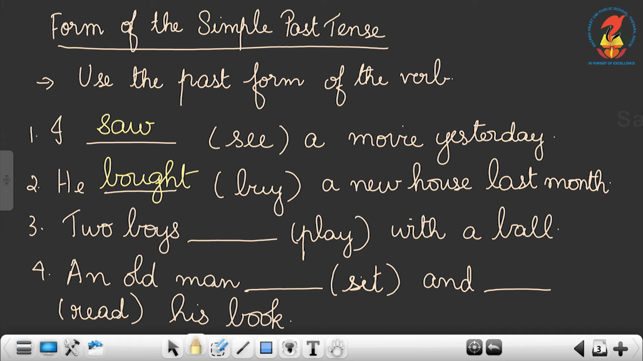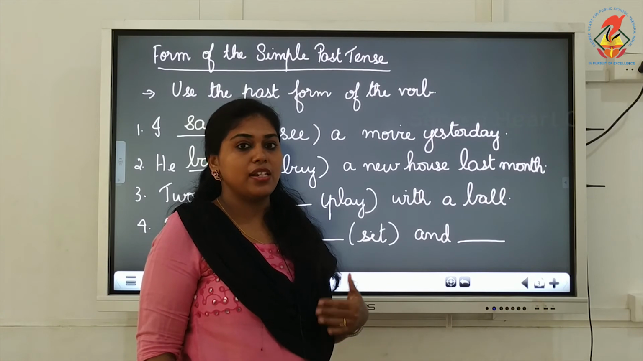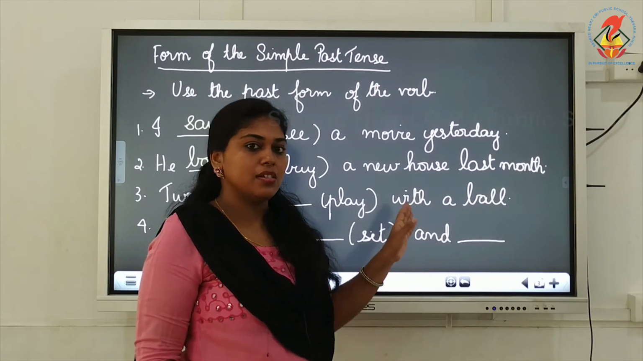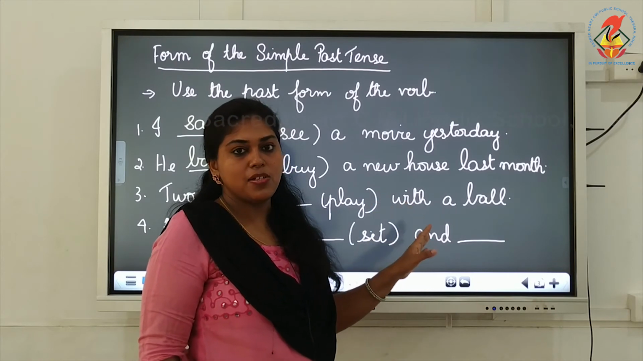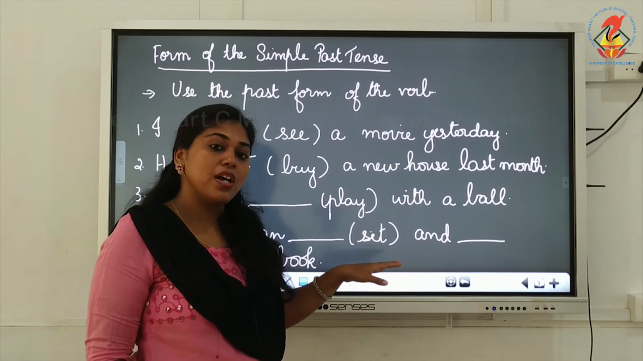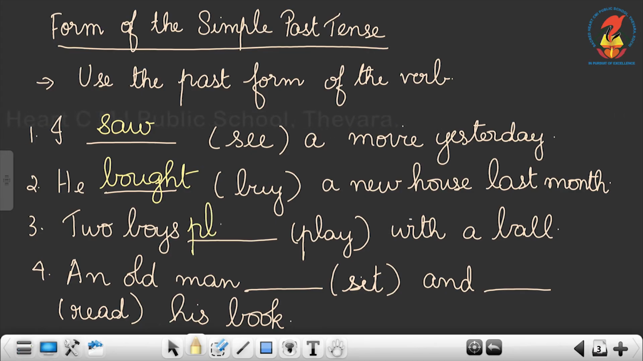Now the third one: two boys dash with a ball. Here it is not understood when it happened. The time is not properly indicated, but here we have to use the simple past form. So how will you write the verb play in past form? Yes, played. So the sentence would be, two boys played with a ball.